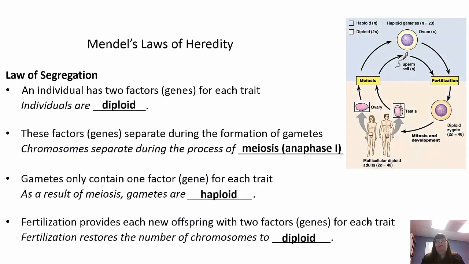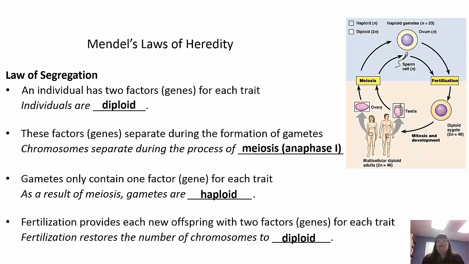So the law of segregation basically states that individuals have two genes for each trait. So individuals are diploid. So if you look at the picture on the right-hand side, you have the diploid individuals down there at the bottom, the man and the woman. These genes then separate during the formation of gametes. So chromosomes separate during meiosis, during anaphase 1. Gametes only have one factor or gene for that particular trait because, as a result of meiosis, the gametes are haploid. So if you follow that picture around, you go through meiosis and you form those haploid gametes, the sperm and the egg. Fertilization then restores the diploid number because the two genes for each trait combine.